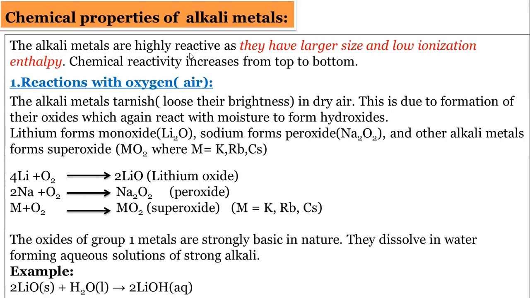So these are very, very highly reactive in the periodic table. Remember, alkali metals are highly reactive in the periodic table because of only one electron in their valence shell. So they want to complete their shell. So for completing, they will easily combine with any other element. They have larger size and low ionization energy. Low ionization energy means these electrons can be removed very easily.